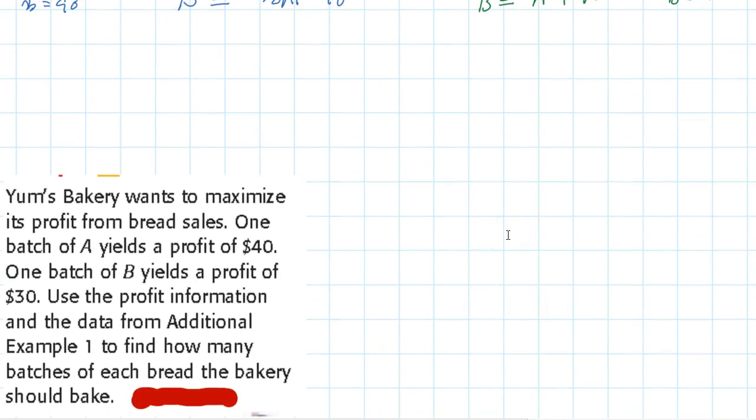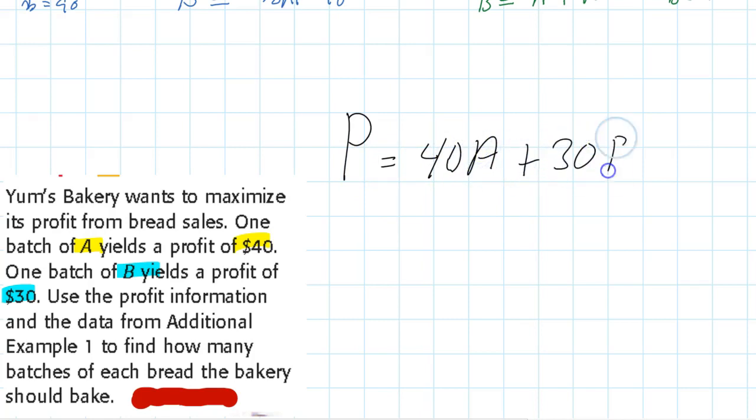Yum's Bakery wants to maximize its profit from bread sales. One batch of A yields $40. One batch of B yields a profit of $30. If we highlight the important information, we know that A yields 40 and we know that B yields 30. So we write an equation. P for profit is equal to 40A plus 30B. We want the biggest number.